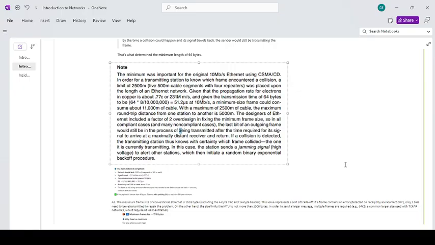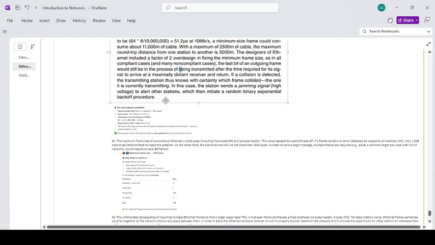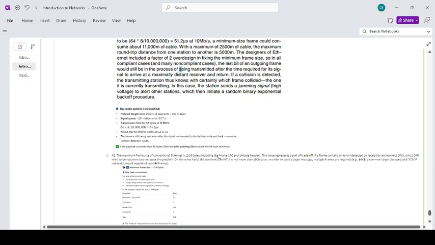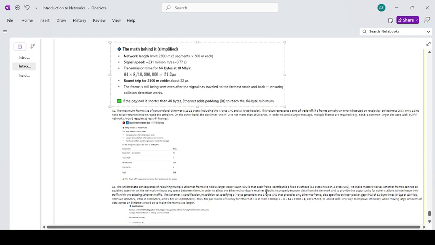With a maximum of 2,500 meters of cable, the maximum round trip distance from one station to another is 5,000 meters. The designers of Ethernet included a factor of 2 over-design in fixing the minimum frame size. So in all compliant cases and many non-compliant cases, the last bit of an outgoing frame would still be in the process of being transmitted after the time required for its signal to arrive at a maximally distant receiver and return. If a collision is detected, the transmitting station thus knows with certainty which frame collided, the one it is currently transmitting. In this case, the station sends a jamming signal, high voltage, to alert other stations, which then initiate a random binary exponential backoff procedure.